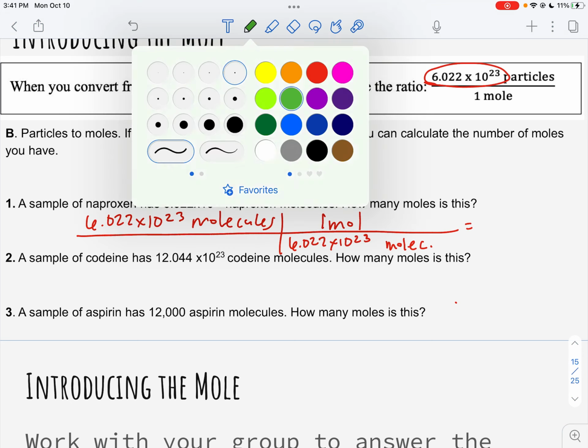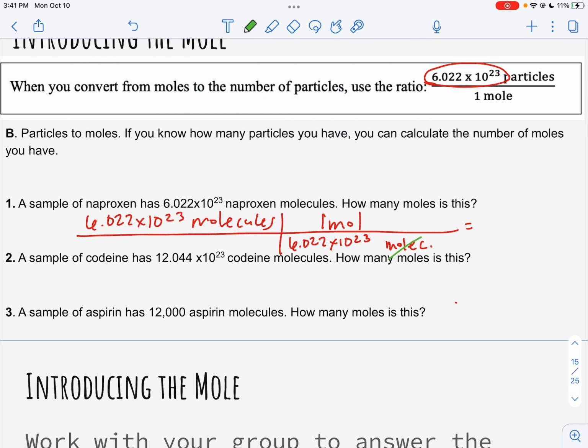So now my molecules are going to cancel. And then when I type this in my calculator, I'm going to divide the top by the bottom, and we end up with just 1 mole, which makes sense because we know that this is the same as Avogadro's, so that's how many particles are in a mole.